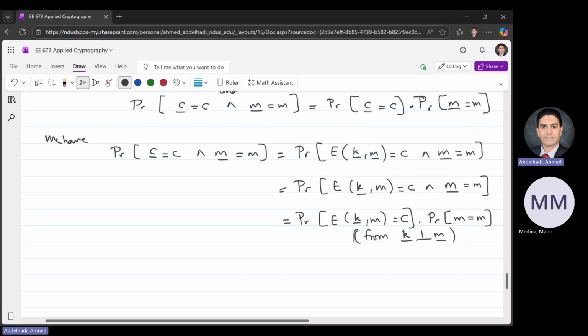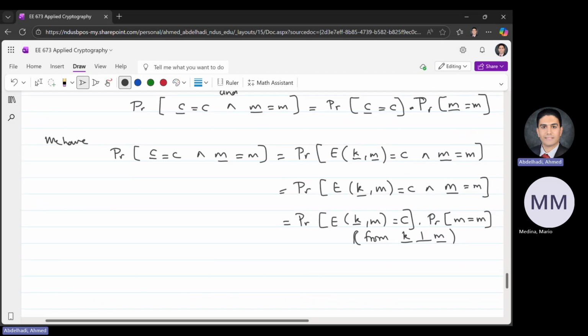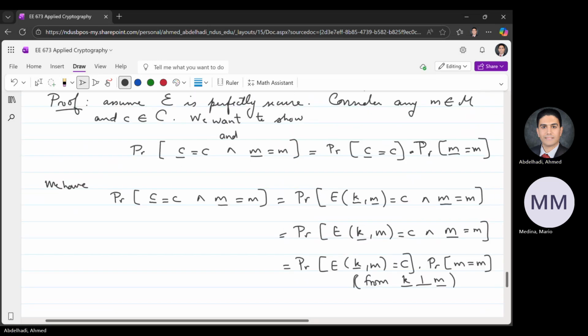So what is missing here? What is the remaining part? I remember I want to show this. It starts with the left-hand side. In the right-hand side, I need to have the probability of M equal to m multiplied by the probability of C equal to c. If you look down here, I already have this part done. This part is done, but this part is still not done.